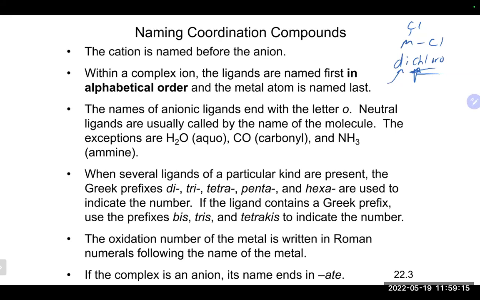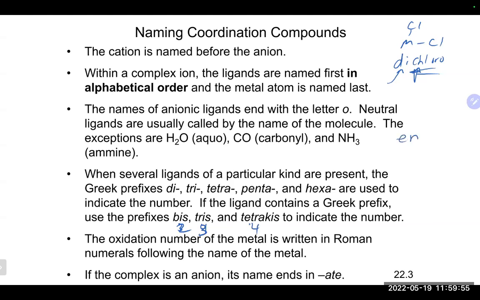We do use, like I just mentioned, the Greek prefixes: di for 2, tri for 3, tetra for 4, penta for 5, hexa for 6. If the actual ligand itself already has one of those prefixes in it, then we roll to some other fun prefixes like bis for 2, tris for 3, tetrakis for 4, and so forth. So you may ask, which one might that be?